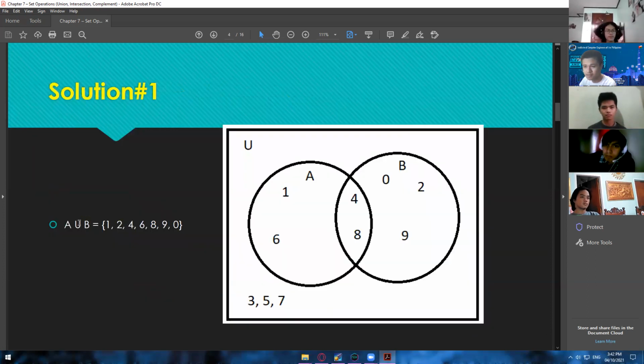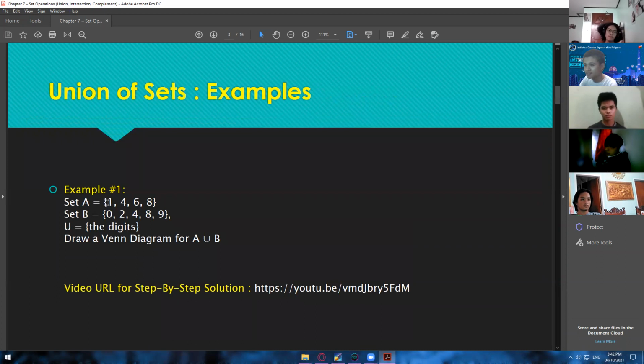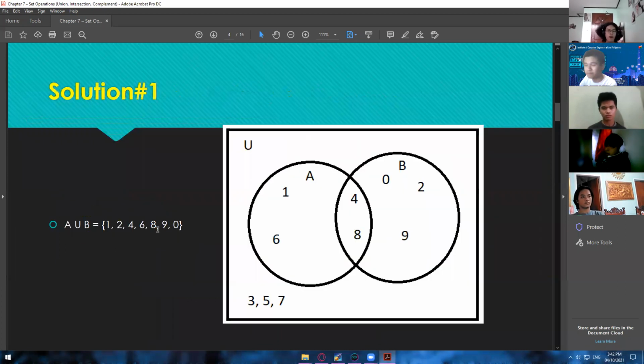Okay, so A union B is equal to the set of these elements: 1, 2, 4, 6, 8, 9, 0. So again, if it's union, all we need to do is get everything in set A and set B. All we did is get all of their elements and combine them together in one set. Okay, so we have 1, 2, 4, 6, 8, 9, 0.